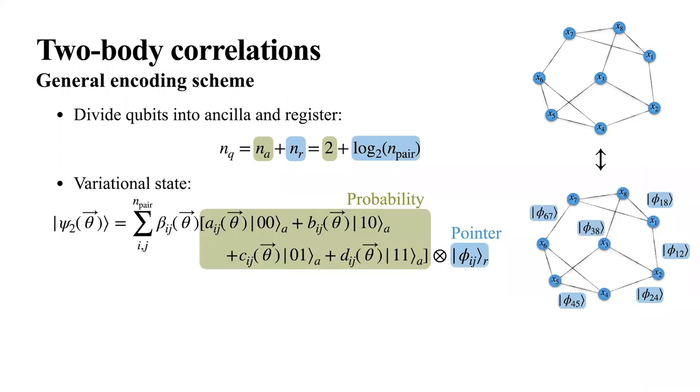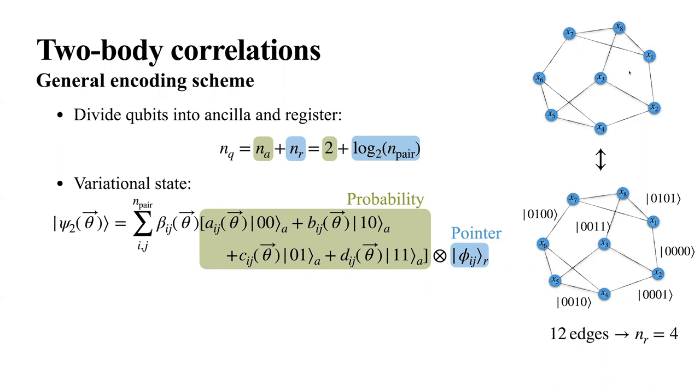Let's say I use this kind of sparse graph. I could choose to encode the correlation, like the probability of x3, x5, for example: what is the probability of x3 to be 0 if x5 is 1. This is a type of correlation I can encode. So I could encode only the lines, the correlations between those classical variables. In that case, it gives me 12 edges, so 12 pairs, and my number of register qubits would be log2 of 12.